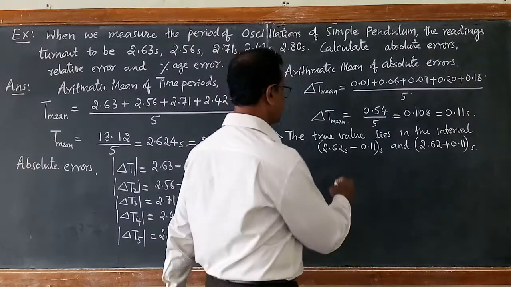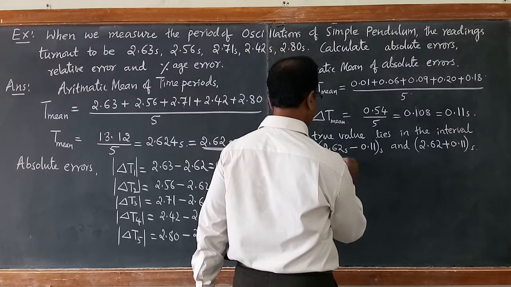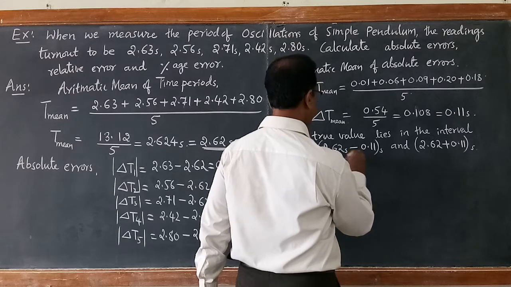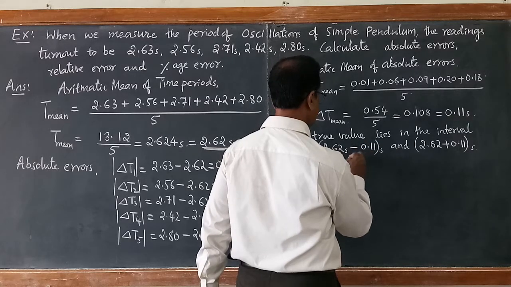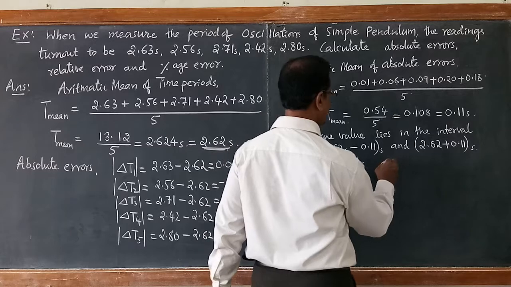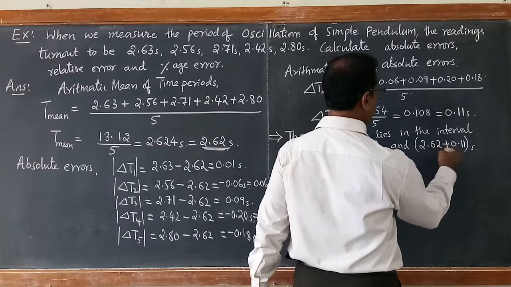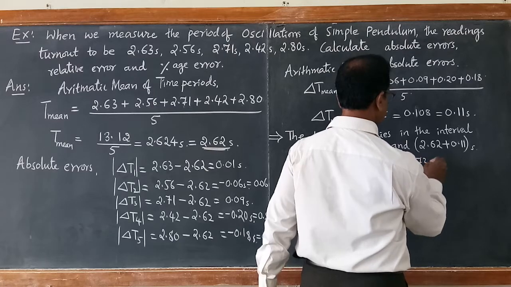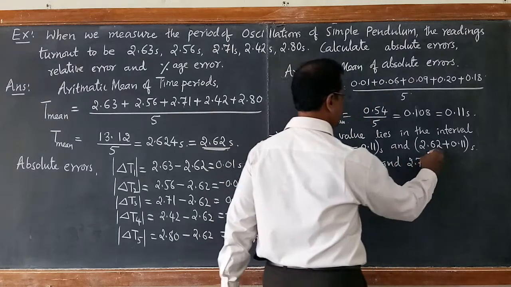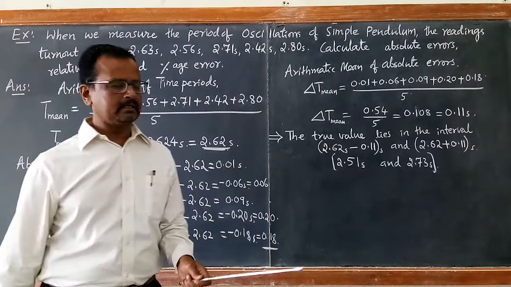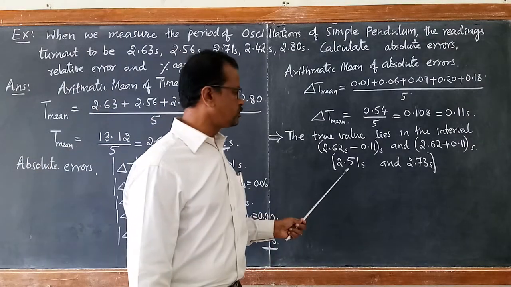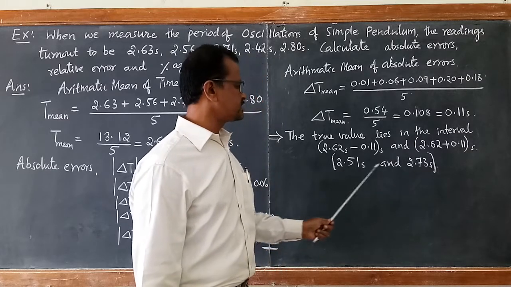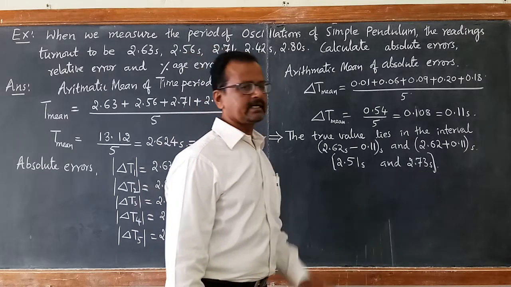If you actually calculate this, 2.62 minus 0.11 comes out to be 2.51 second, and if you add this, it becomes 2.73 second. It means the true value is in this interval, between 2.51 second and 2.73 second.